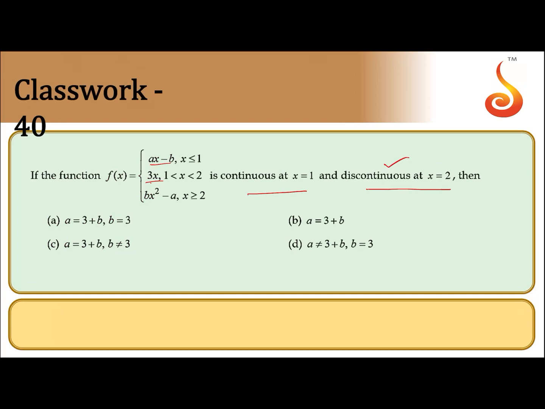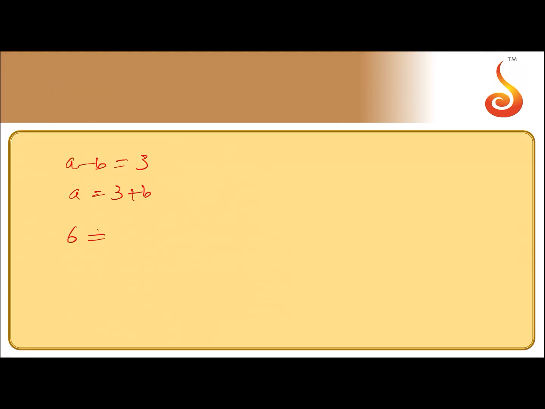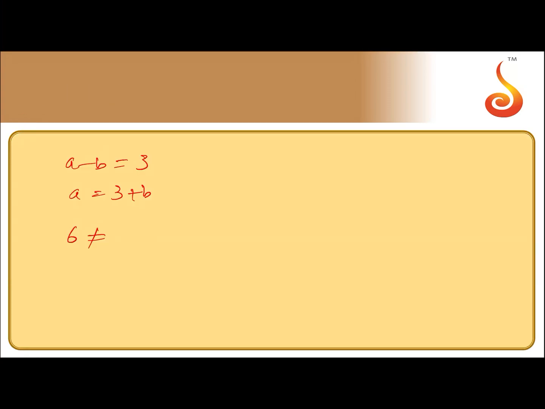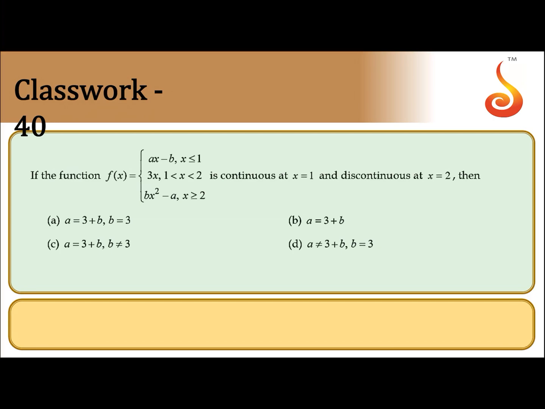At the same time, it is discontinuous at x equals 2, meaning substituting 2 gives 6. So the 3x value when I substitute here, 6, cannot be equal to the other expression. If I substitute x equals 2, 4b minus a. So 6 cannot equal 4b minus a, which means minus 3 minus b. Therefore 3b cannot be equal to 9, b cannot be equal to 3. So the answer for the problem is b is not equal to 3 and a is equal to 3 plus b.